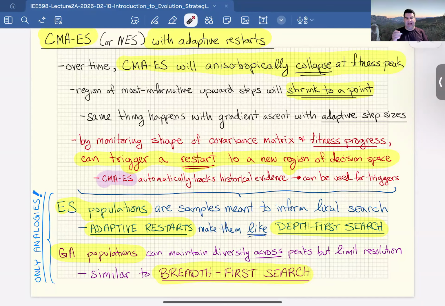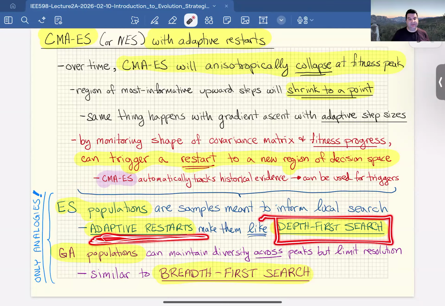CMA-ES is particularly good at this because it tracks historical evidence. So it can keep track of, wow, we haven't made any progress for a very long time, we must be at the very top of this peak, so it's a good time to trigger that reset. So we can think of ES populations, particularly CMA-ES, as a type of depth-first search in continuous space when you've got these adaptive restarts.